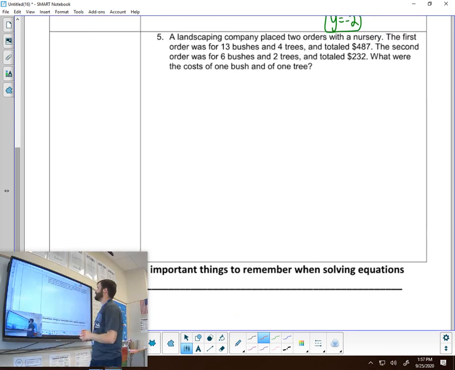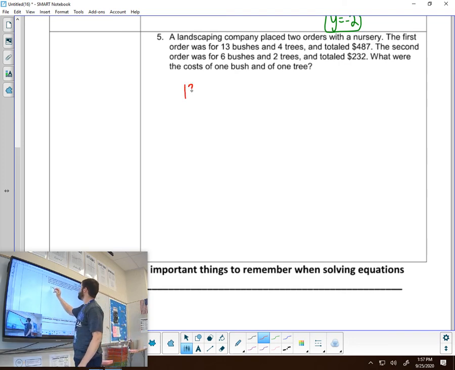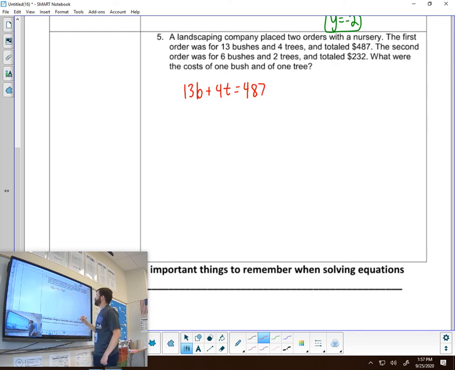So number 5, a landscaping company placed 2 orders with the nursery. The first order was for 13 bushes and 4 trees. Okay, so that's going to be 13 bushes and 4 trees. And that totaled $487. Wow. The second order was for 6 bushes and 2 trees. And that totaled $232. What were the costs of 1 bush and 1 tree?